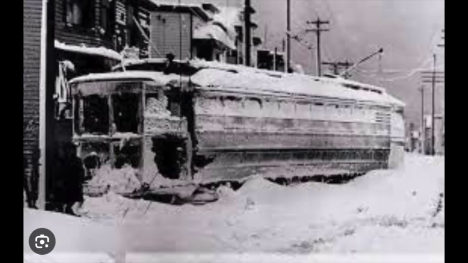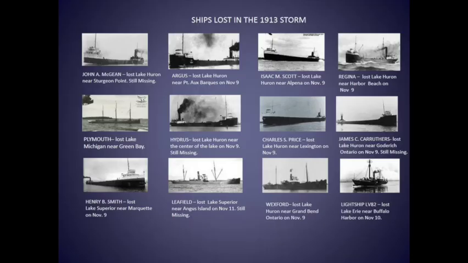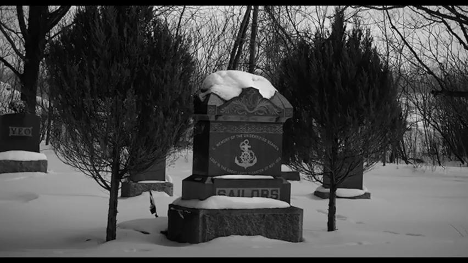The Great Lakes Storm of 1913 remains a significant event in the history of the Great Lakes region. It serves as a reminder of the destructive power of nature and the importance of preparedness and safety measures in the face of extreme weather events. The disaster also played a role in advancing weather forecasting and oceanic safety regulations in the years that followed.